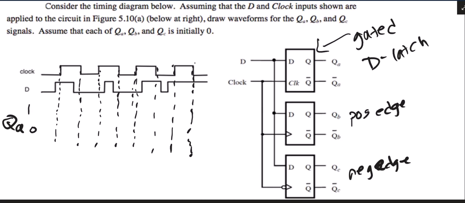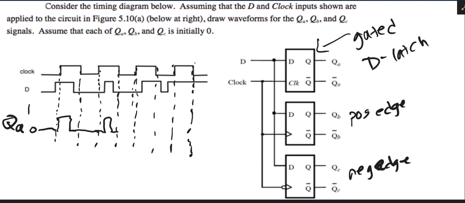Okay, so a gated D latch can't do anything when the clock is 0, so it just stays there. But when the clock is 1, it's going to do exactly what D does. So it's just going to follow it exactly like that. And then when the clock is 0 again, it does not change. It can't do anything. And then when the clock is 1, it does everything that D does. And that's what's making this different. This is a latch as opposed to a flip-flop. A flip-flop only changes once in the clock cycle. The latch can change more than that.